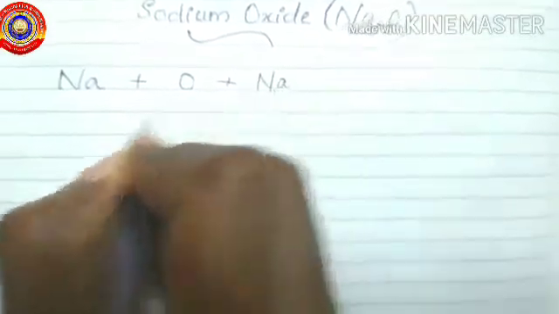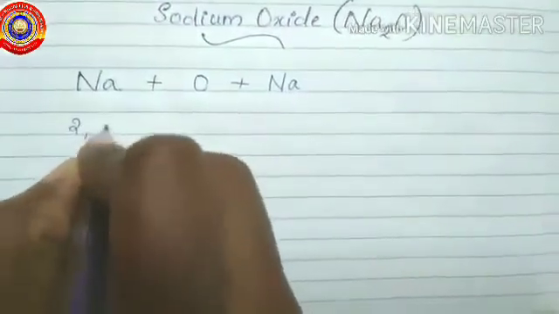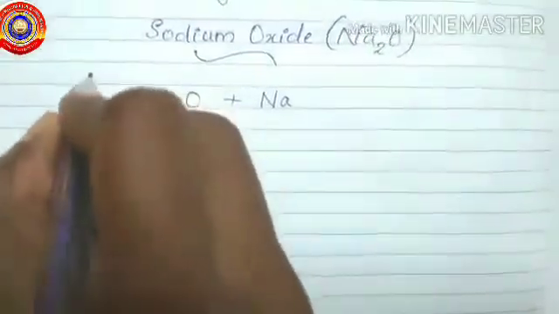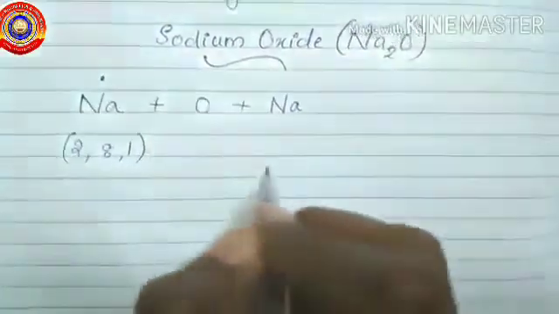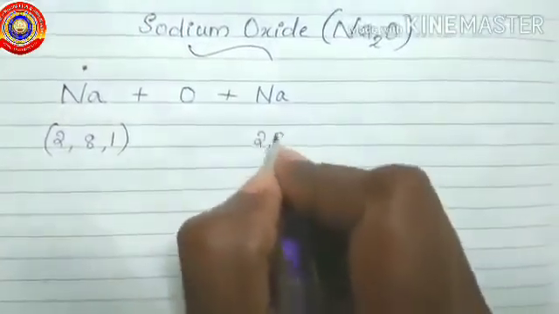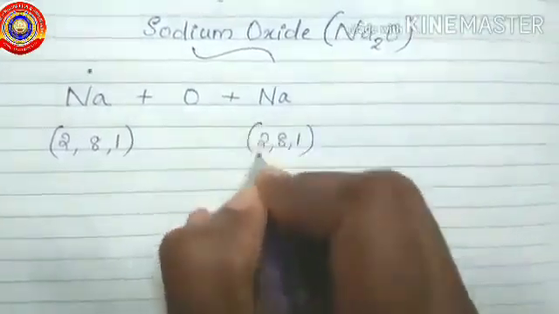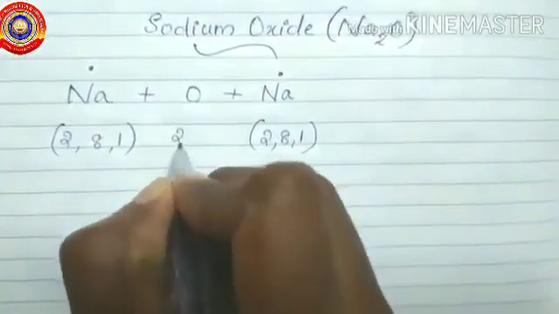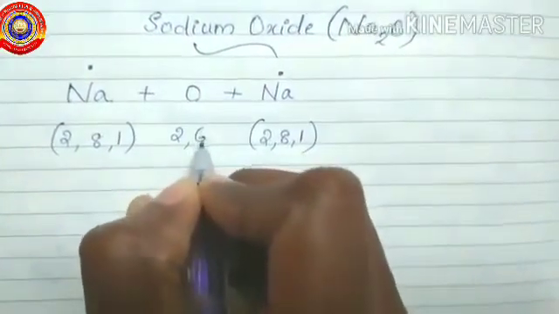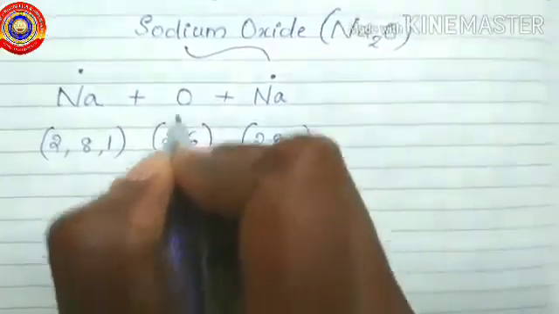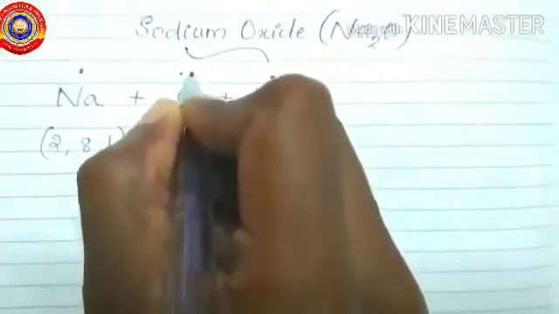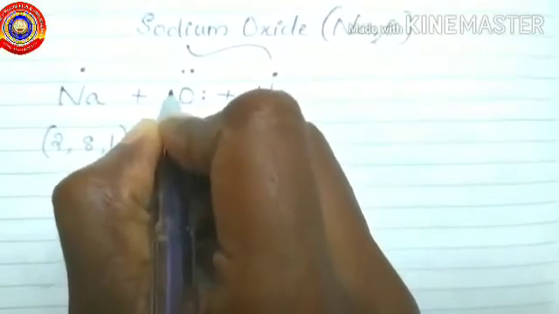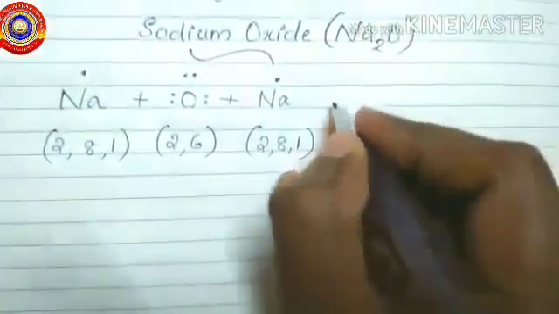Now write the configuration of sodium, 2,8,1, and indicate the dot with the number of electrons present in the outermost shell. Here the number of electron is 1. So you have to represent 1 electron on the top of the sodium atom. Oxygen has an electronic configuration 2,6. Now represent the 6 electrons on the sides of oxygen atom. Now complete the electron dot diagram of sodium oxide.